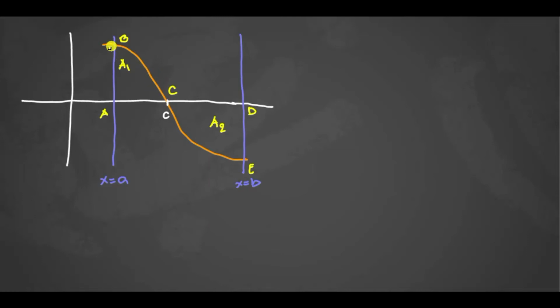Now, what if we have a function that passes through the x-axis, and we need to find the total area of this function? You will notice that the area ABC we denote as A1, and the area CDE we denote as A2. From area ABC, constructing a rectangle here, we can generate a differential area, in which the differential area of 1 is equal to y dx.